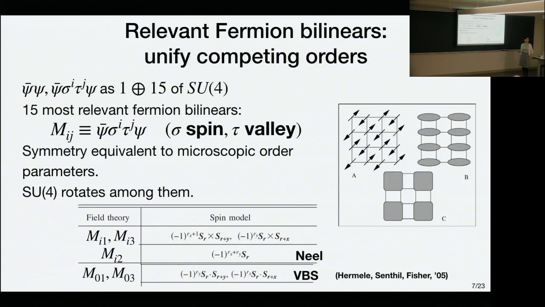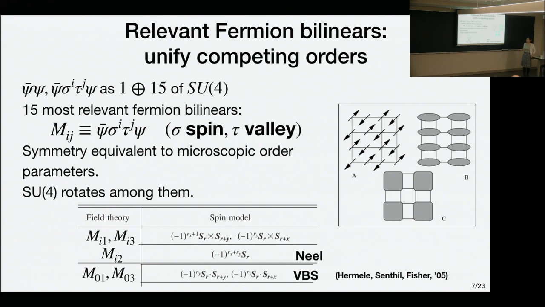And we're considering the scaling operators in this theory. So the first class of relevant scaling operators is the fermion bilinears. There are in total 16 fermion bilinears, and the first one is a singlet mass, and the other 15 consist of either spin or valley degrees of freedom. And under this SU4 flavor rotation, they split into one singlet representation and the 15-dimensional adjoint representation.